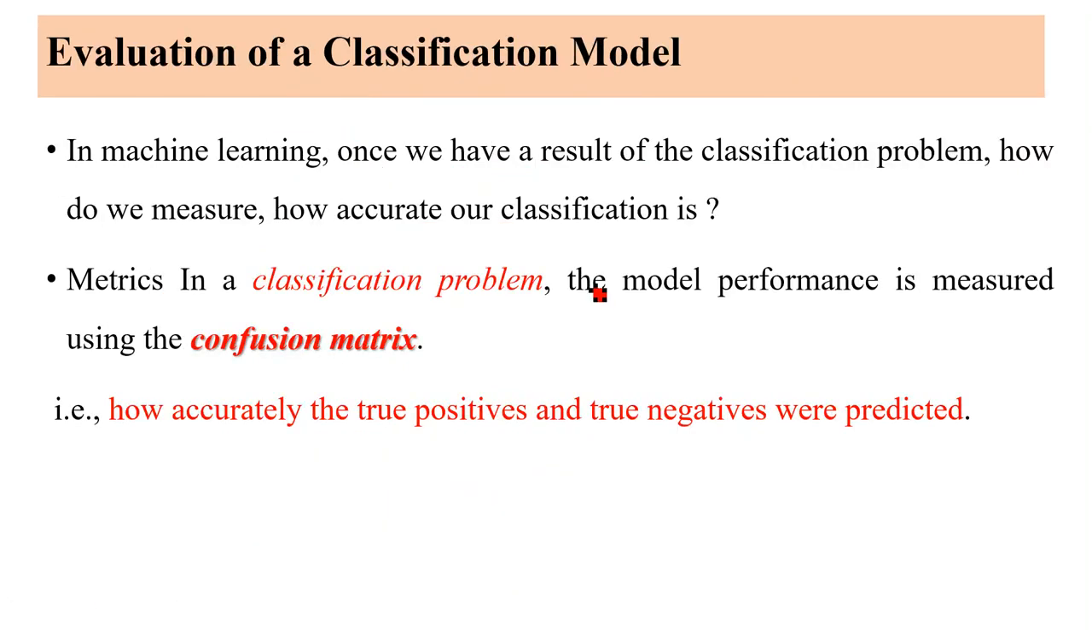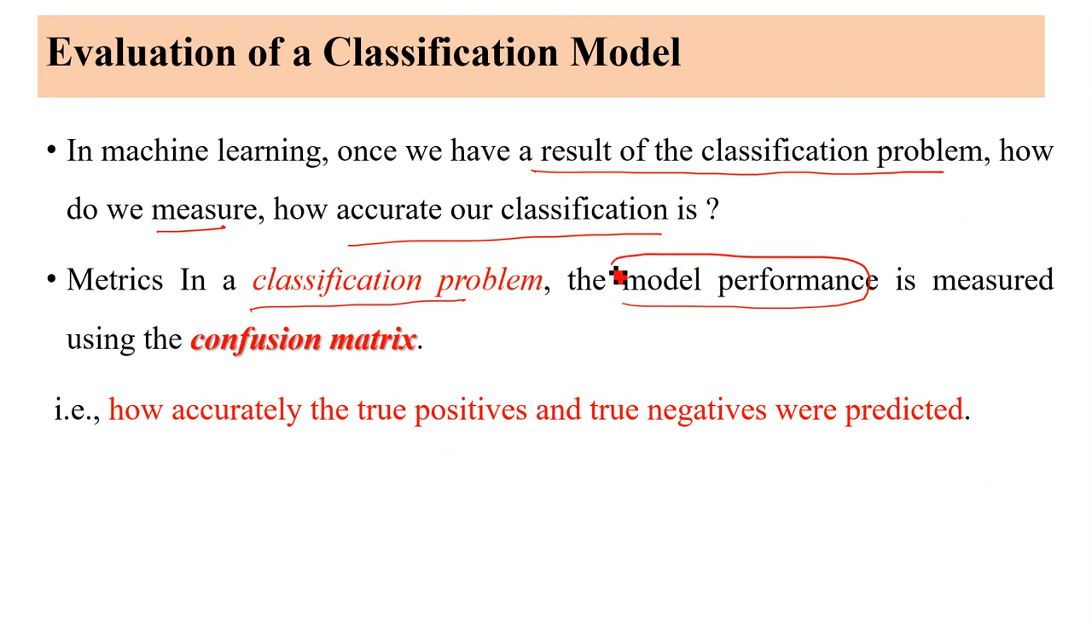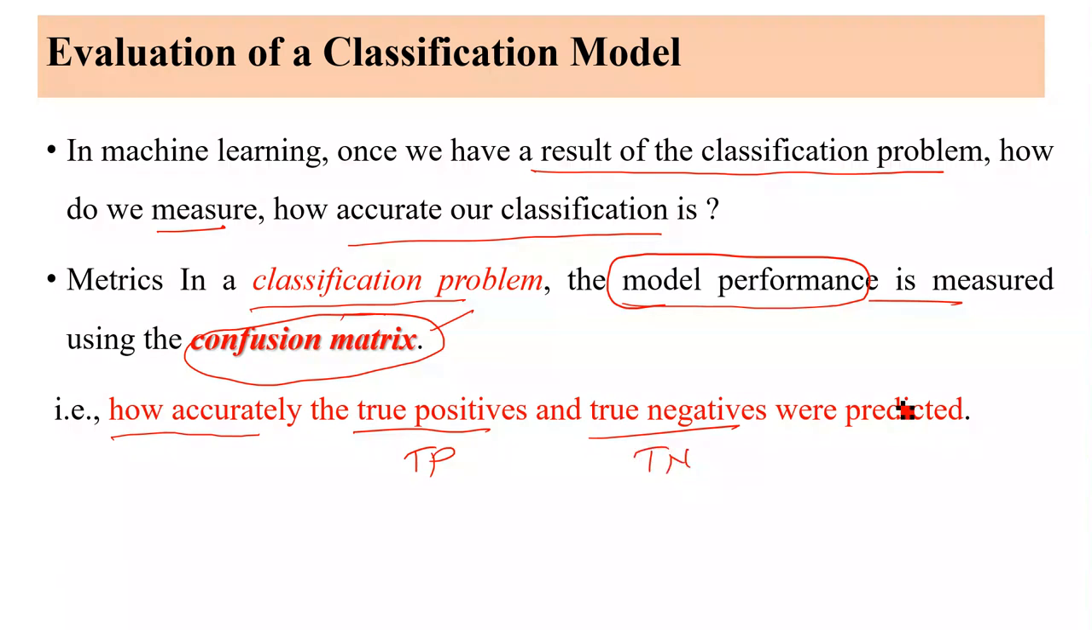Next, evaluation of the classification model. Evaluation of the classification model means, in machine learning, once we have a result of the classification problem, how do we measure how accurate our classification is. Metrics in the classification problem measure the model performance with the help of the confusion matrix. What is the confusion matrix? In my next video, I will make a video especially on the confusion matrix: how accurately the true positives and the true negatives may be predicted.